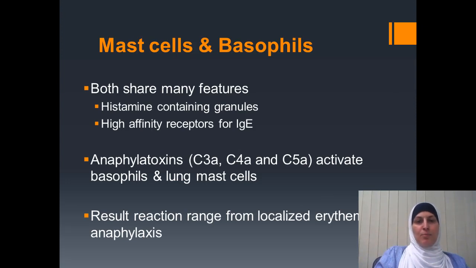Mast cells and basophils are different types of cells, as we mentioned earlier, but they share many features. Both of them contain histamine, and both of them have high affinity receptors for immunoglobulin E. So in case of allergy, mast cells and basophils are really active, and they release a huge amount of histamine.